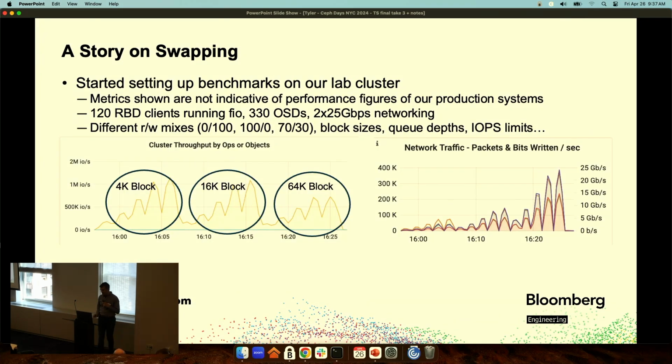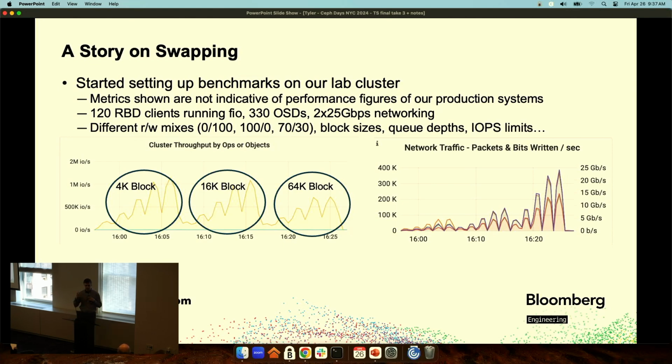It was actually something else that we found out that ended up spilling into a whole bunch of performance improvements. Our journey began with building some benchmarking. We're lucky. We have a very nice lab cluster with a couple hundred OSDs. They're all flash, with 2 by 25 gig networking. This lab cluster is not indicative of our production clusters. I just want to point that out. So any figures you see are just things in the lab.